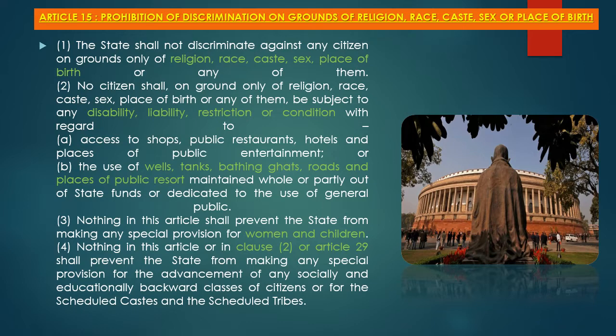Nothing in this article shall prevent the state from making any special provision for women and children. Nothing in this article or in clause 2 of Article 29 shall prevent the state from making any special provision for the advancement of any socially and educationally backward classes of citizens or for the scheduled castes and scheduled tribes.